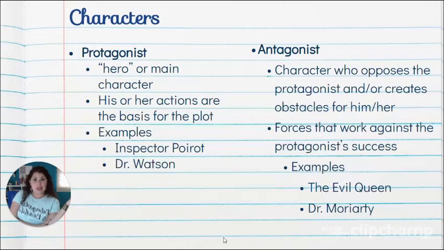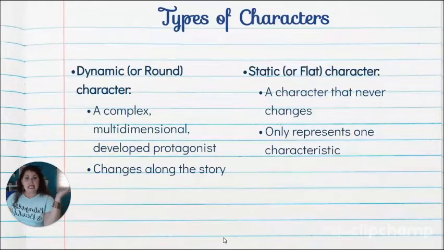Simple. Sometimes we can have stories where the conflict is a person versus himself or herself, and then the antagonist is the same person as the protagonist. And inside of characters, we have these two classifications. We have dynamic or round characters, and these are characters that are complex, multidimensional, and they change along with the story. Basically, they begin being one way and then they grow up, they mature, something happens to them and it makes them change. Or we can have a static or flat character, and that is a character that never changes and only represents one characteristic.